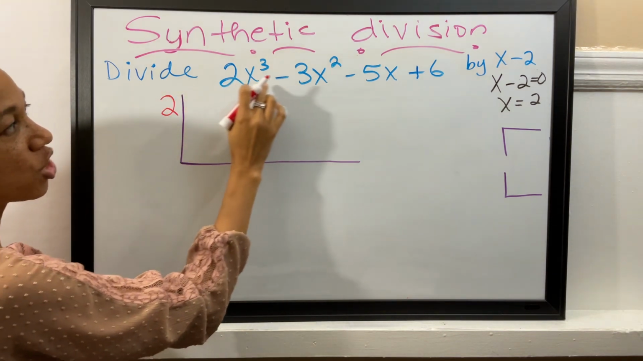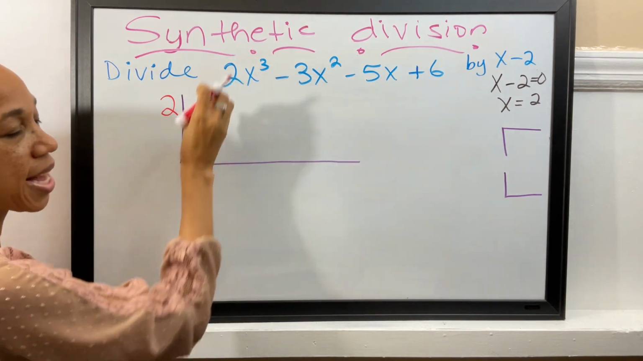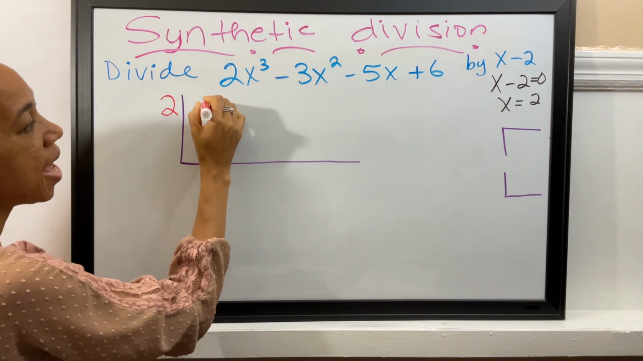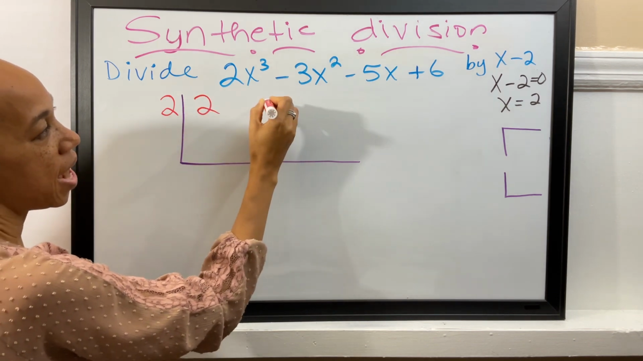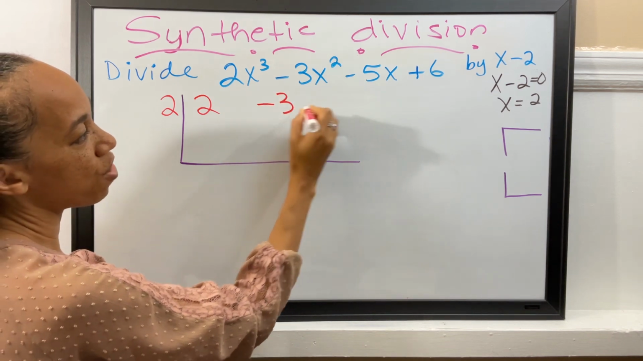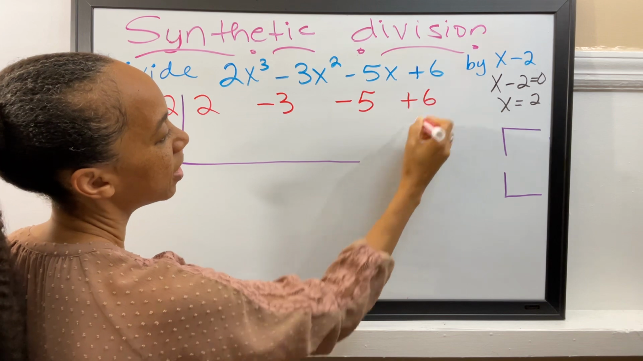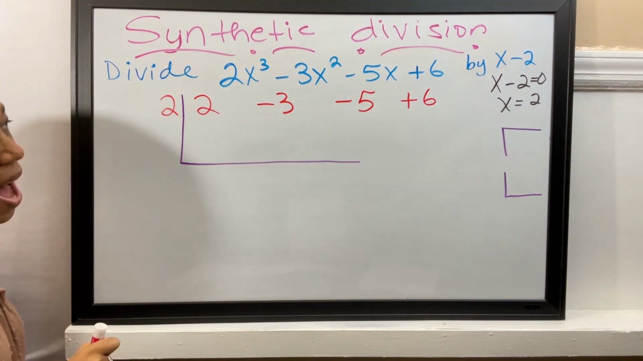Then we're looking at each term, and we are taking out the leading coefficient, and we're going to place it here at the top of the upside down box. And this would be -3, this would be -5, and this would be +6. All right, so you have that now.